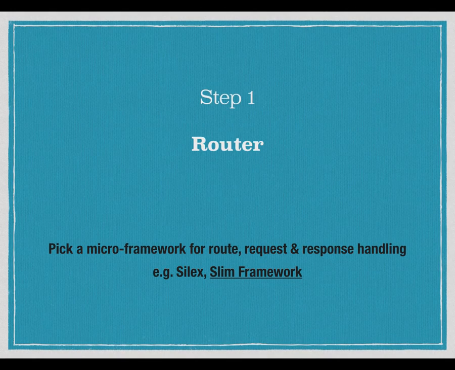So first part, step one is a router. You pick a micro framework, and this is for routing. So this handles the request and the response. If someone asks for /about-us, it takes the about us bit, sends it to your code, and works out what to do with it.